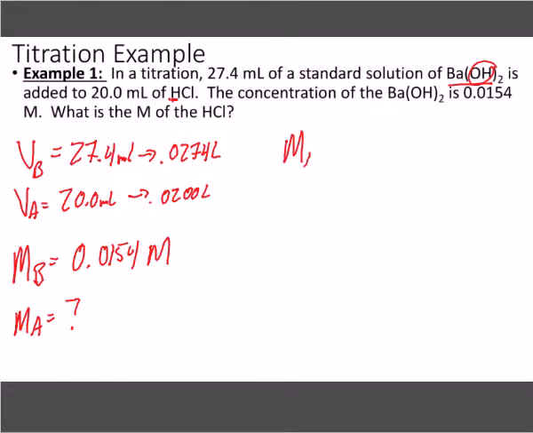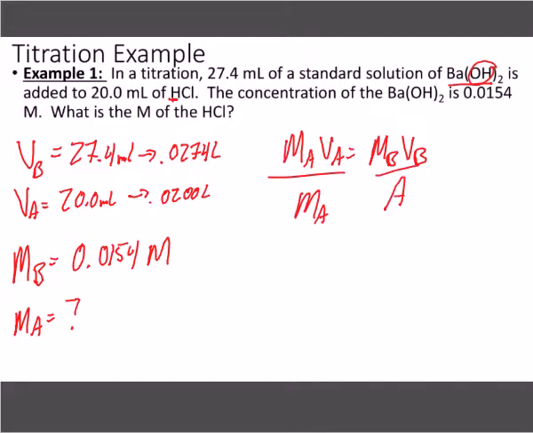So, we've got MA VA equals MB VB. Very easy math, guys. We've done this on a couple different occasions, this same mathematical formula, Boyle's law and dilutions. Solve for your missing piece.